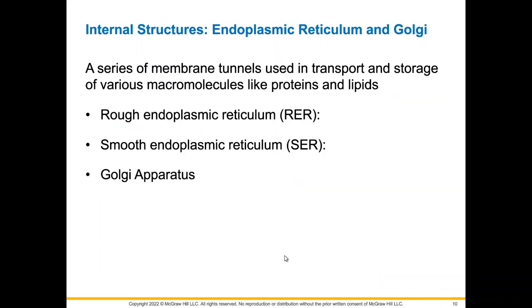Next, our endoplasmic reticulum and Golgi. Our textbook may go into a lot more detail on these organelles, but for our purposes, we just need to be really brief. The rough ER, the smooth ER, and the Golgi apparatus are all essentially a series of membranous tunnels, utilized to transport various things such as proteins and lipids as they're being produced.